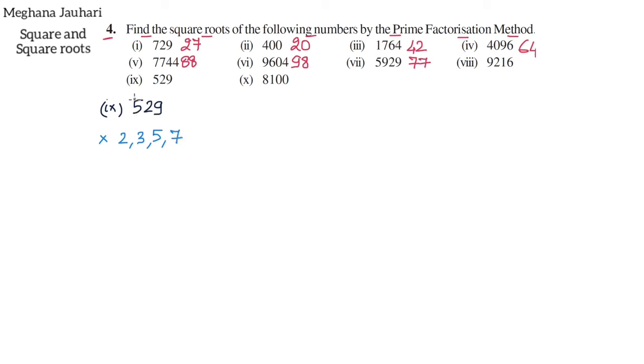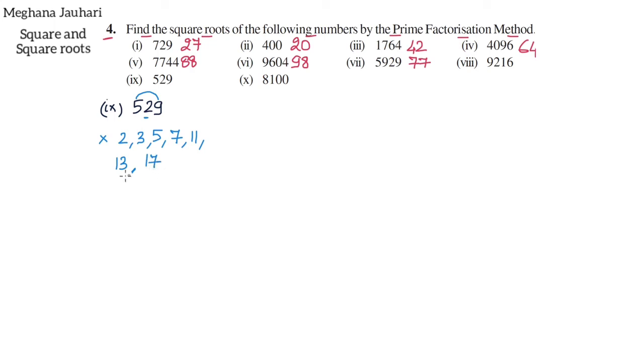It is not divisible by 11 as well, because if you take the alternating sum of digits, that is 5 plus 9 is 14, and 14 minus 2 gives you 12. So it is not divisible by 11. Moving to the next prime number, that is 13. Using the divisibility rule of 13, we will find that you get remainder 9. Then the next number, it is also not divisible by 17.